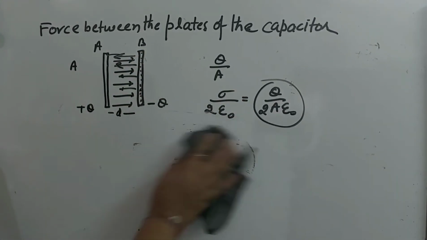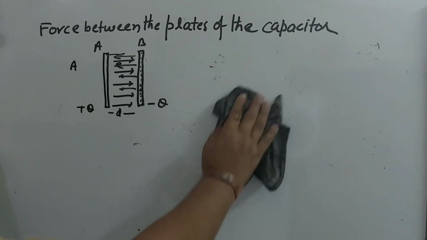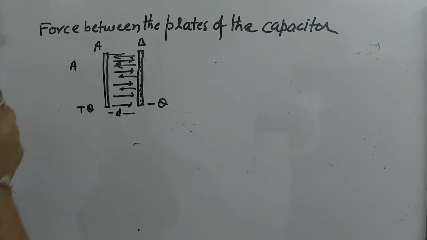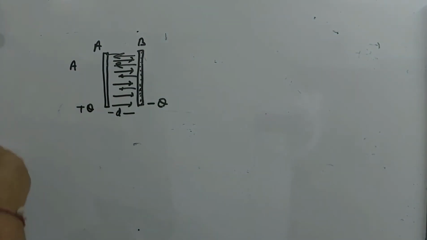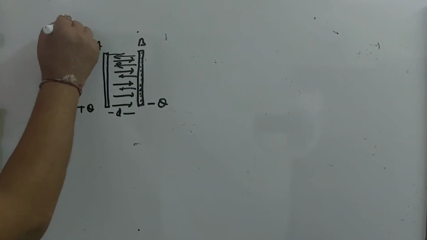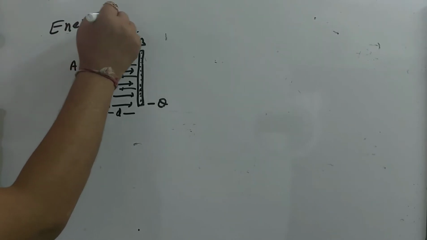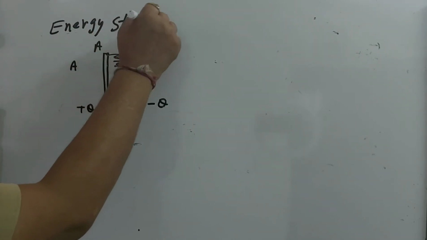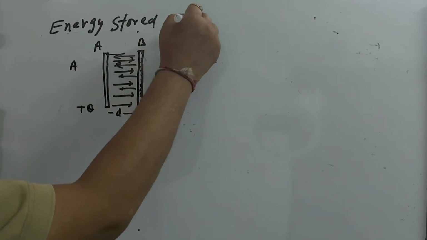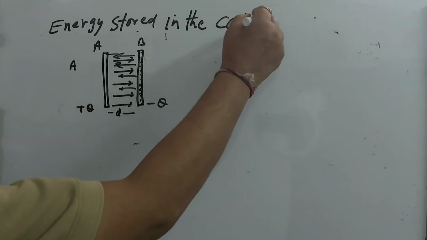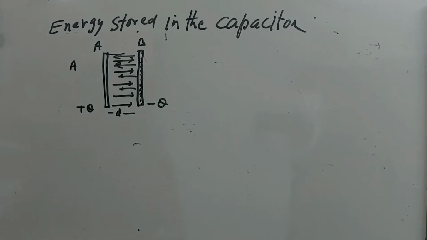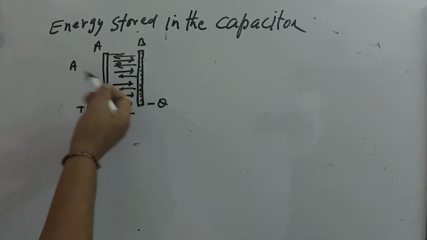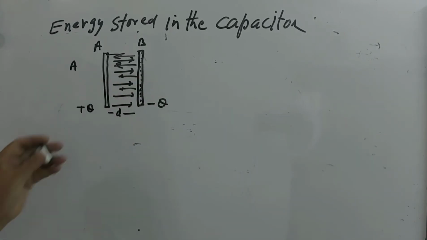Now in the second case we have to find out the total energy stored in the capacitor. So how to find the energy stored in the capacitor? Now this can be done in this way. Suppose this is having Q charge and this is having minus Q charge. These are the two plates.